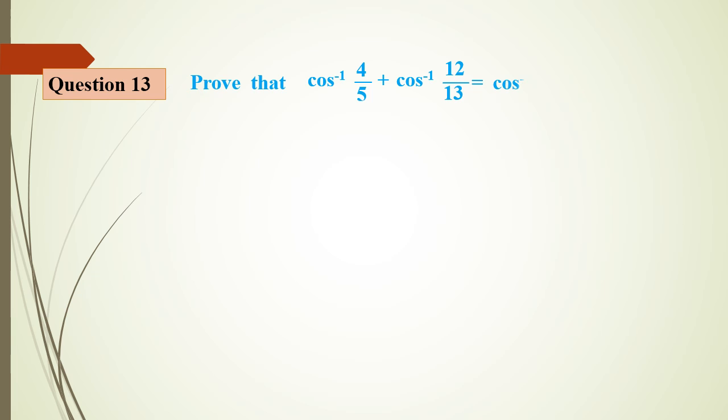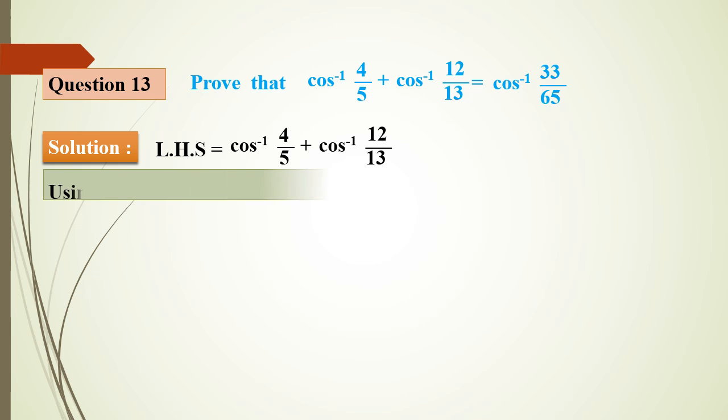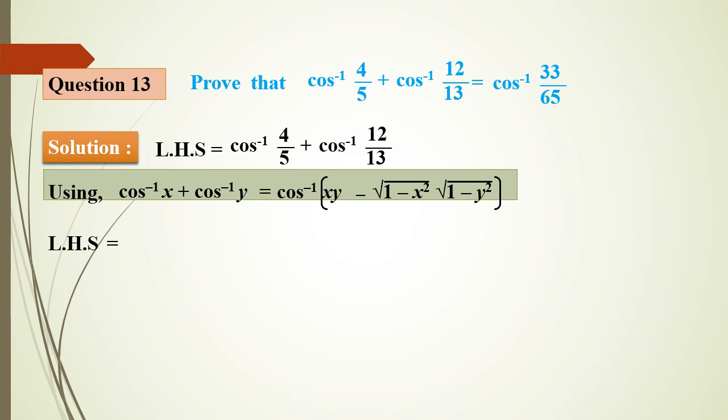Now in question 13, prove that cos inverse 4 by 5 plus cos inverse 12 by 13 is equal to cos inverse of 33 by 65. Consider the LHS. Here you have a standard formula in inverse trigonometry, that is cos inverse x plus cos inverse y can be written as cos inverse of xy minus root of 1 minus x square into root of 1 minus y square.